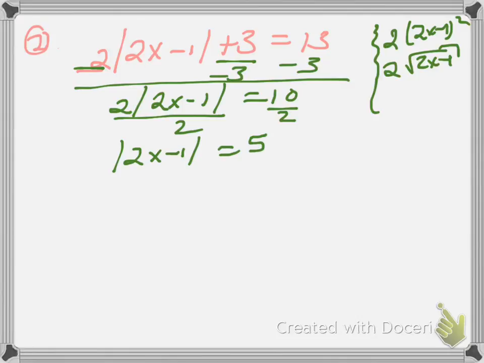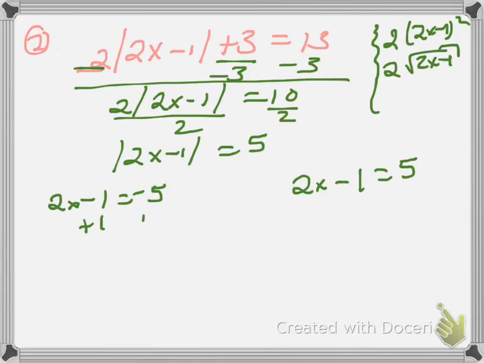When the function is by itself, we want to know how to undo it, how to unpack it. The way we do it for absolute value is we go to the left and then we go to the right. So to go to the left, that would be 2x minus 1 is equal to negative 5. And then to go to the right would be 2x minus 1 is equal to positive 5.